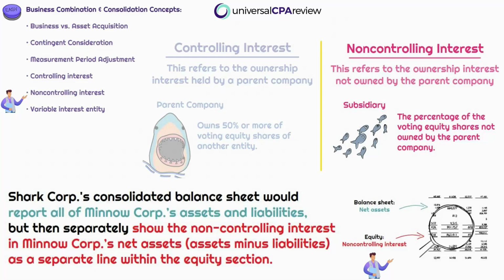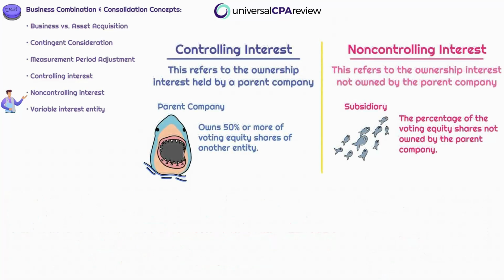So even though they don't control the company, non-controlling interests still have a claim on parts of the company's profits and assets. From Shark Corp's perspective, even though they own the majority of Minnow Corp, they don't own it all. So when they consolidate Minnow Corp's financial statements with their own, they'll have to take into account that they don't own 100% of Minnow Corp's net assets.